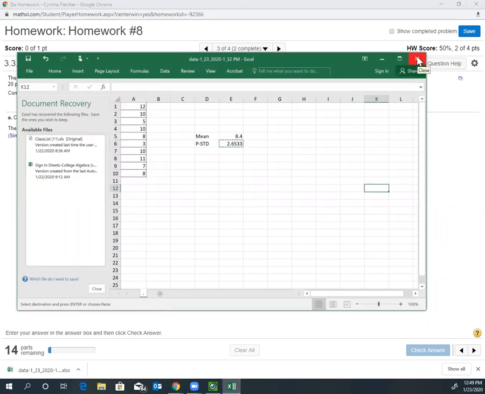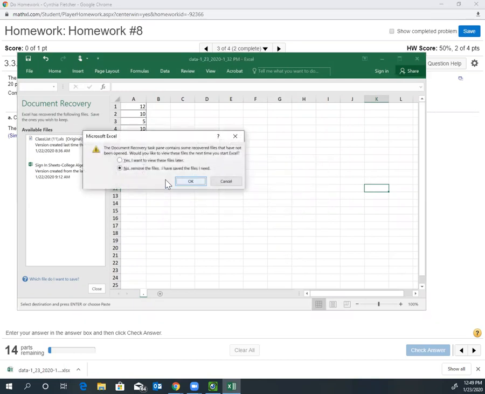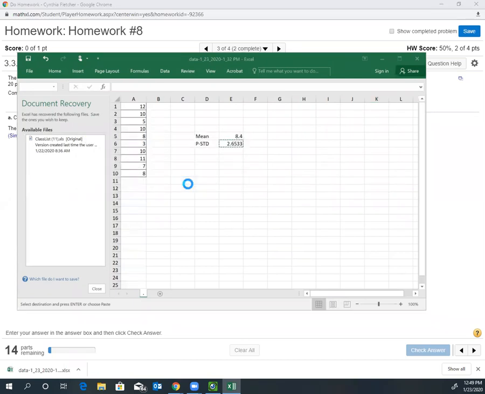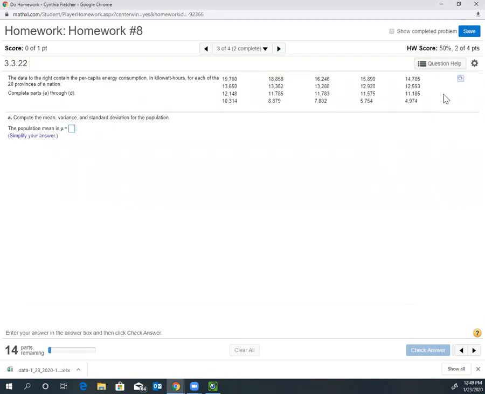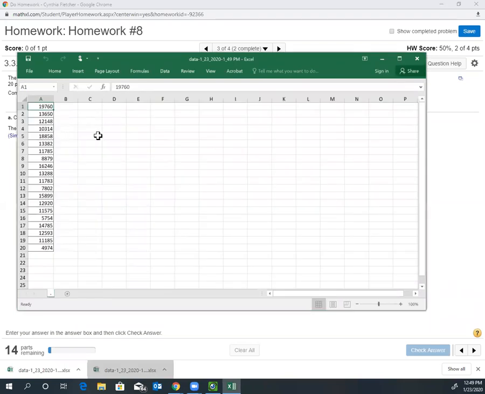We're going to try it again. Don't want it to save that one. Okay, let's try one more time. Here, open in Excel. Oh, it popped up at the bottom. I missed it. All right, so here we are.